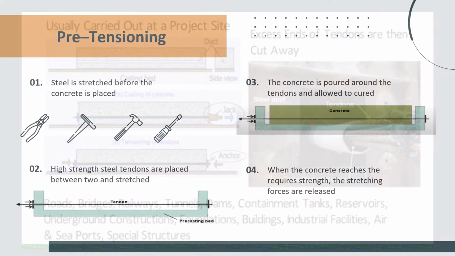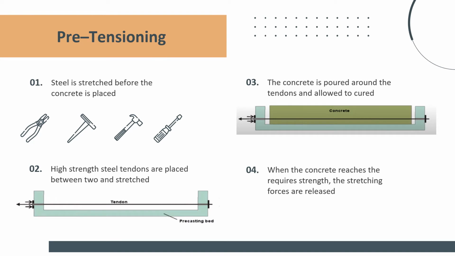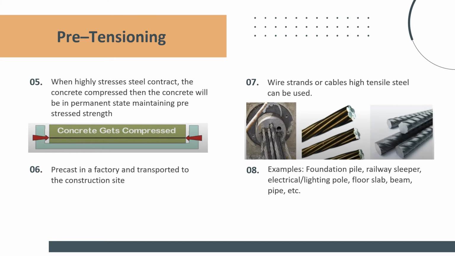Okay, first pre-tensioning. In pre-tensioning, steel is stretched before the concrete is placed. High-strength steel tendons are placed between two ends and stretched. The concrete is poured around the tendons and allowed to cure. When the concrete reaches the required strength, the stretching forces are released. When highly stressed steel contracts, the concrete is compressed, then the concrete will be in a permanent state maintaining prestress strength.